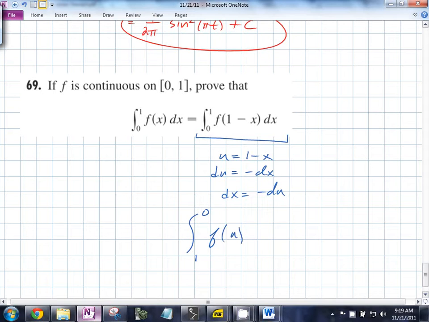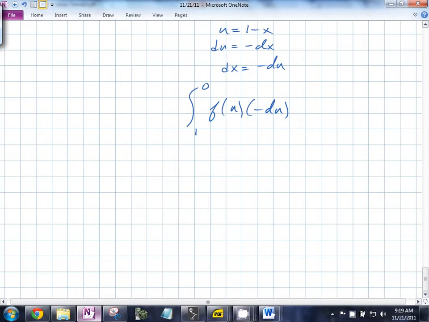Now, next step, what do you do with the limits of integration? You can flip them and make the whole thing positive. So you get this, and then you bring, yes, slow down, Bill. What happens to the negatives? This is equal to the integral from 0 to 1 of f of u du. And guess what? That's equal to the integral of 0 to 1 of f of x dx. Does it matter what we call the variable? No. Is that the same thing? Yep. Absolutely.